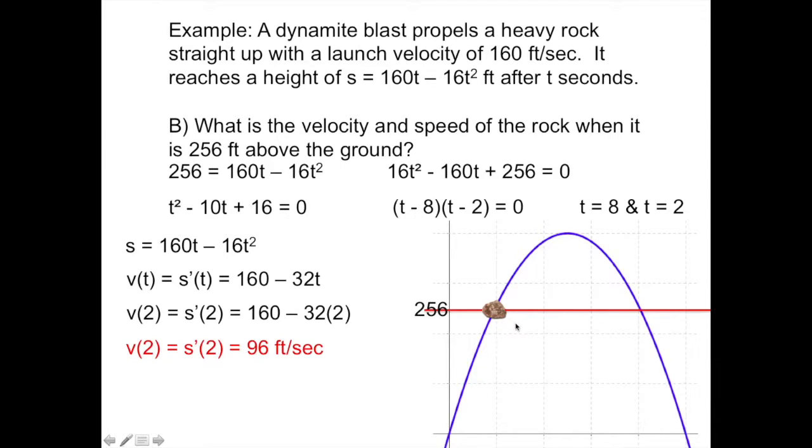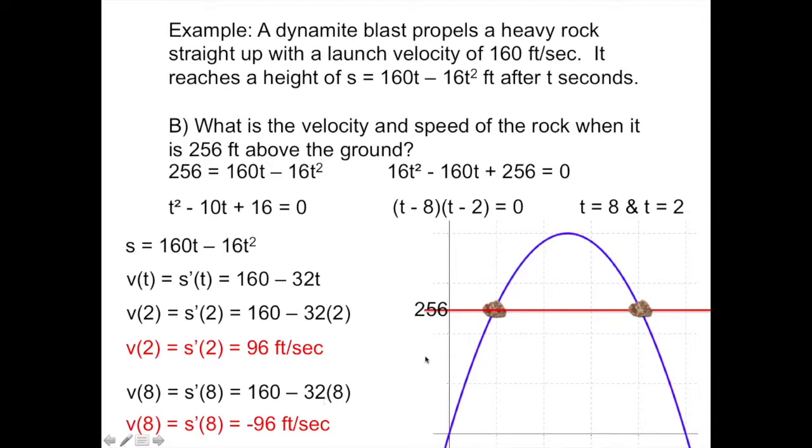At 8 seconds, what's happening with the rock is now it's on its way down. So when the time equals 8 seconds, we come back to our velocity expression. 160 minus 32 times 8 is negative 96. And you probably could sense the symmetry here. What happens going up also happens coming down. So what gravity takes away, gravity gives back, basically. So the velocity of the rock at 8 seconds is 96 feet per second downward. That's what the negative is for.